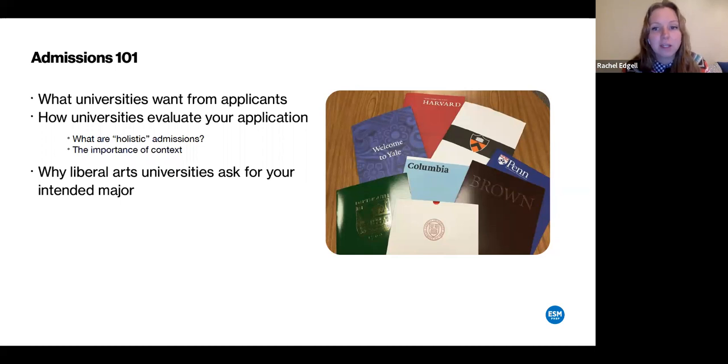And they take all of this and look at it together, and that's how they decide whether or not a student fits what they're looking for. And they do all of this using context. So admissions officers will look at the school that a student is applying from, and they will look at, okay, what were the opportunities at this particular school, and how did this student take advantage of those opportunities?